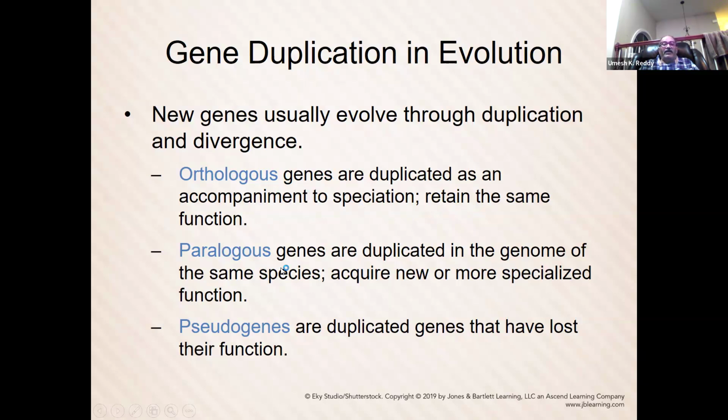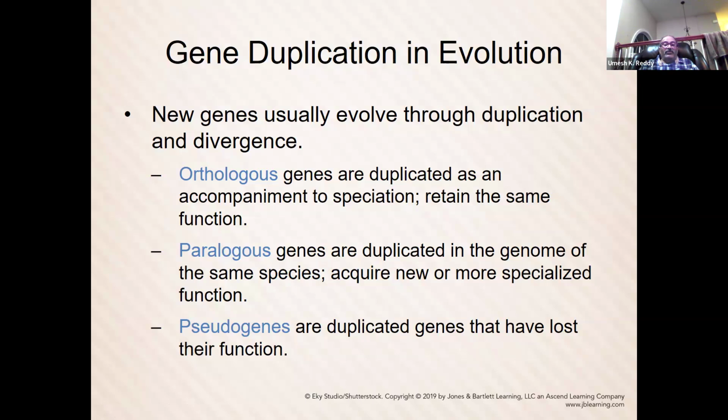And then there are the paralogous genes. Paralogous genes are within the same species. So like you have alpha globin genes and beta globin genes. You need both alpha globin genes and beta globin genes. Both are needed to produce a complete hemoglobin.